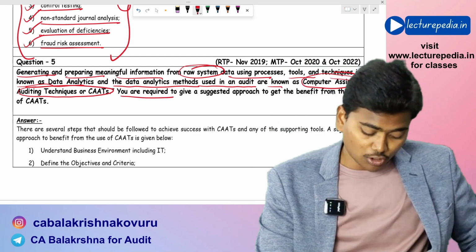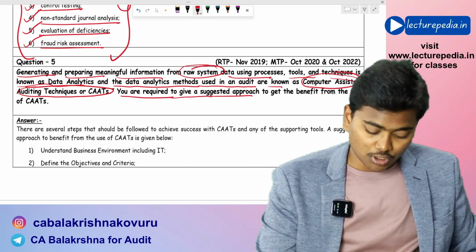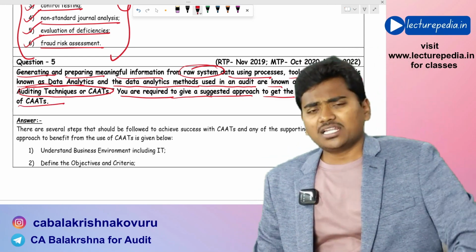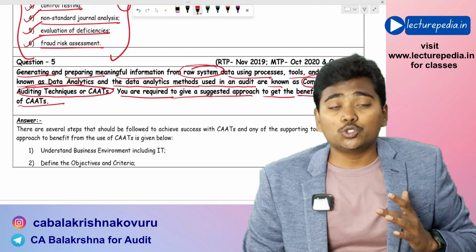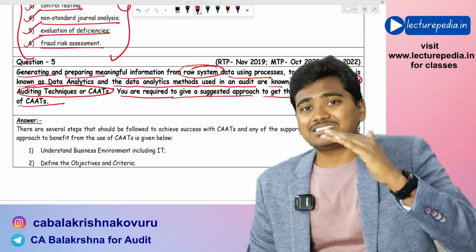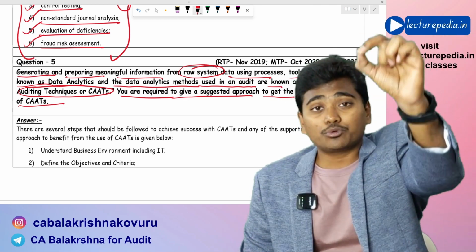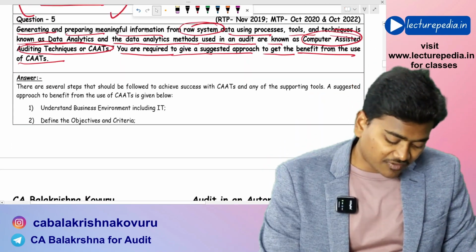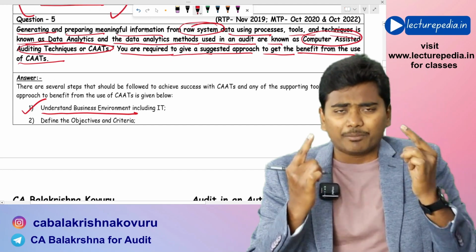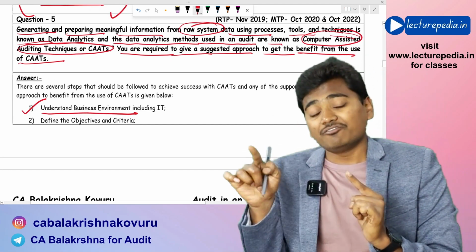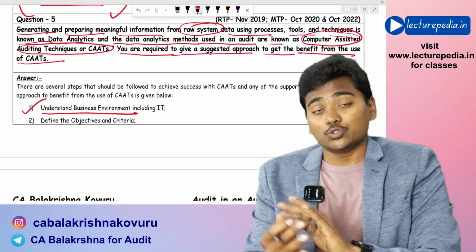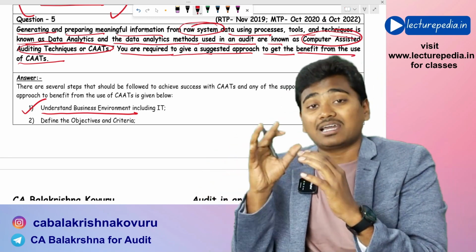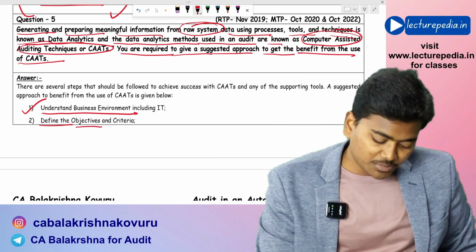Now you are required to give a suggested approach to get the benefit from the use of CATs. In order to obtain maximum benefit from using these computer assisted audit techniques, what is the procedure that has to be followed by you? Let us see. First of all, you need to understand the business environment, including the information technology that is being used. After that, you need to define the objective and the criteria.